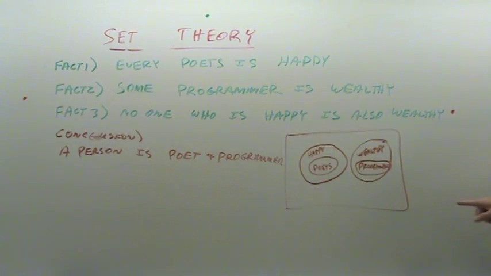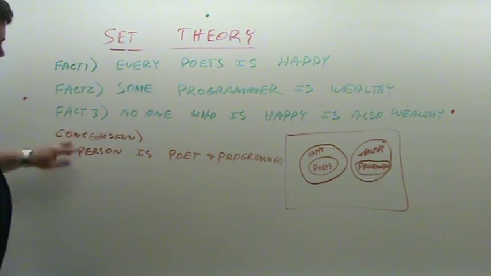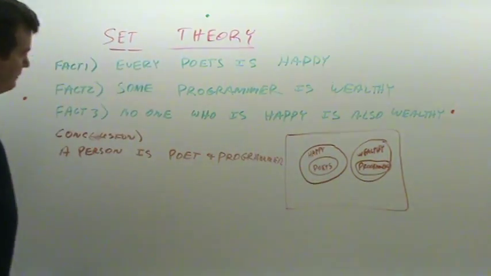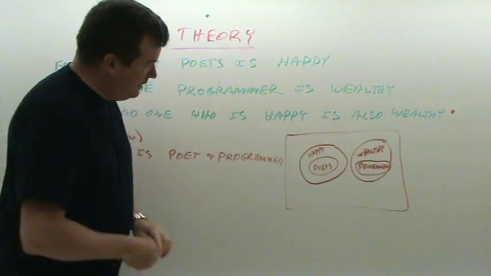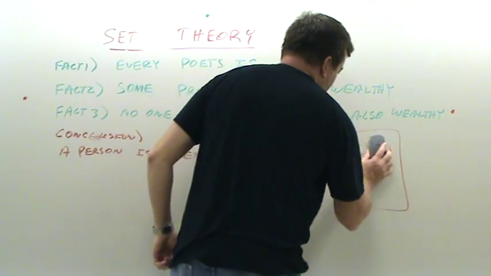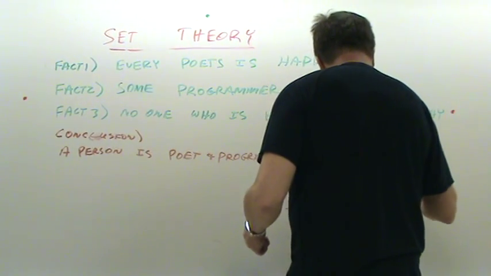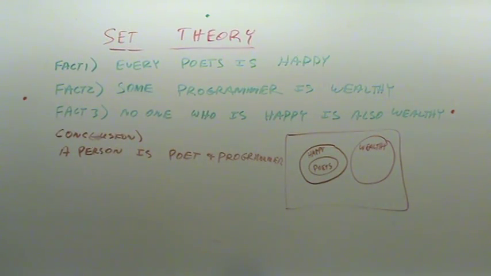Some programmers are wealthy would put, where would programmers show up? If every poet is happy, we still have this, poets inside of happy. No person who is happy is also wealthy makes the wealthy section completely disjoint from the happy section. And now I'm saying some programmers are wealthy. Where do we draw programmers?